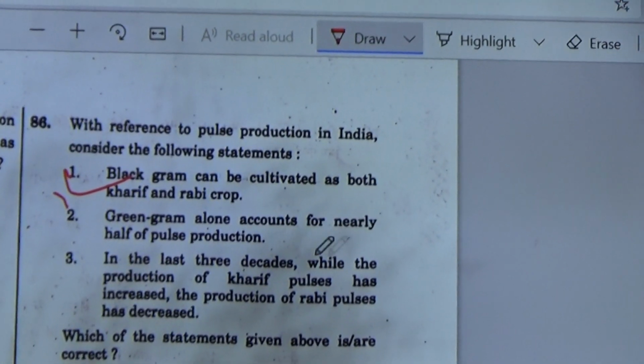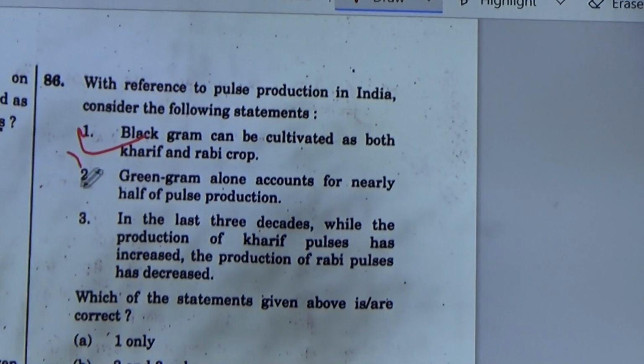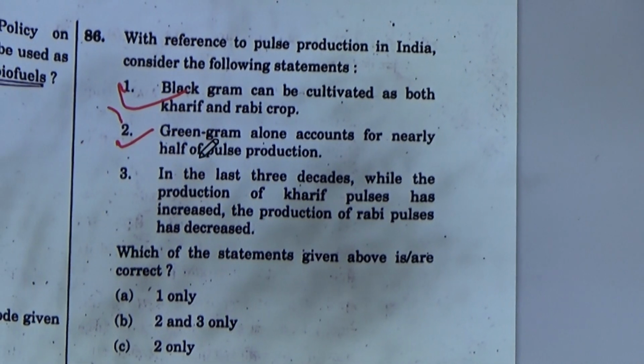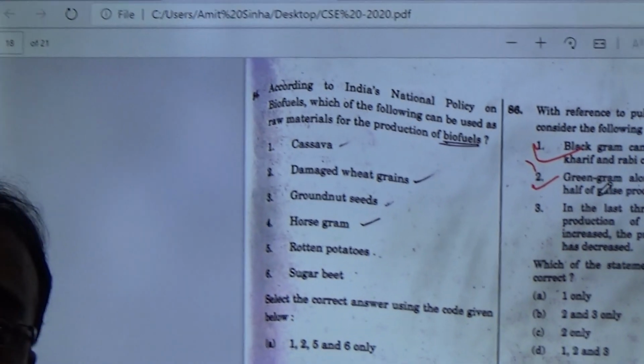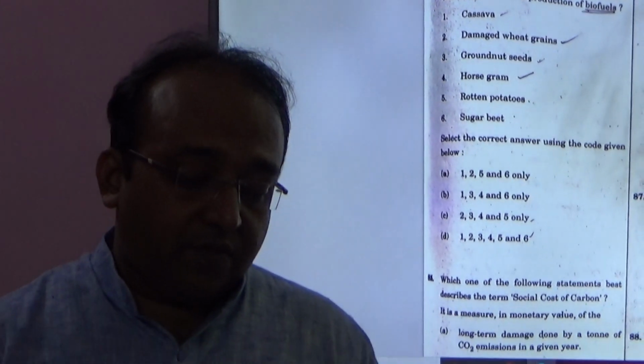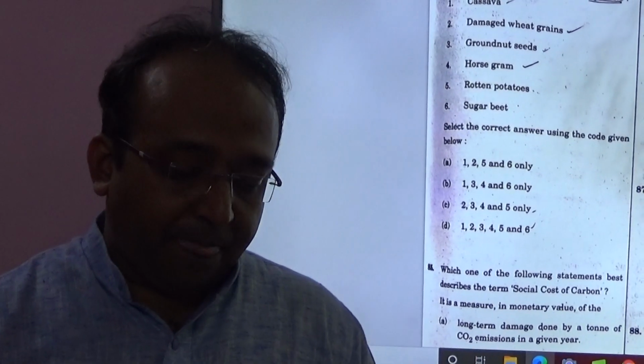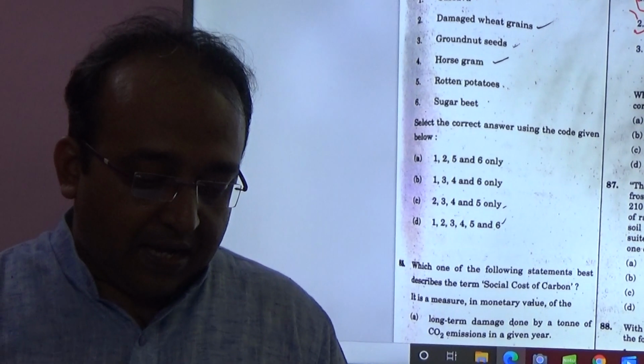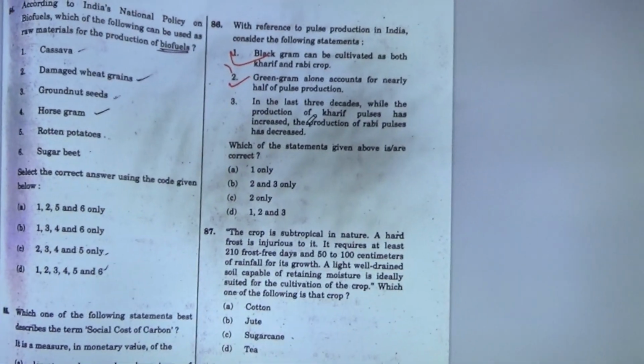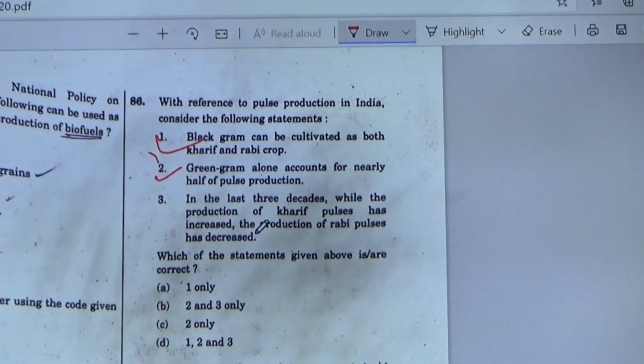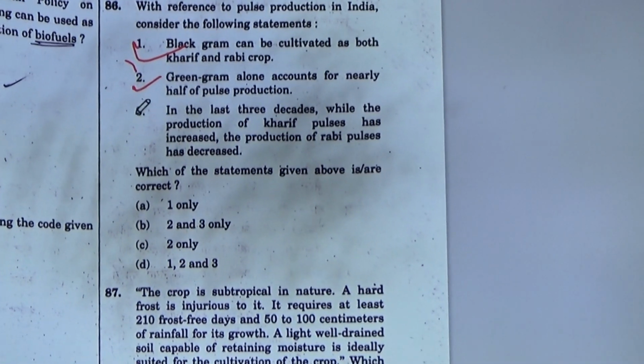Green gram alone accounts for nearly half of pulse production. That is also correct. So India is the largest producer of green gram. In fact, 70% of India's total pulses are actually in the form of green gram only. Fine, that is correct. In the last 3 decades, while the production of kharif pulses has increased, production of rabi pulses has decreased. That's correct in fact.